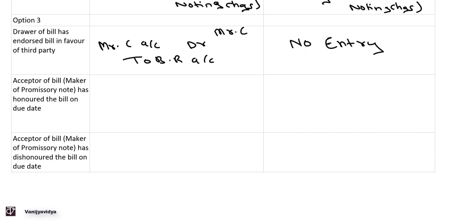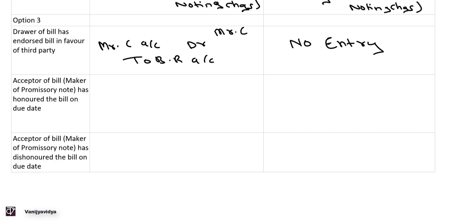Since he has accepted the bill, he has given it back to the drawer. Now drawer can do whatever he wishes to do with the bill. So no entry in the books of Drawee for this bill which is endorsed in the favor of third party by drawer. Now the next one.